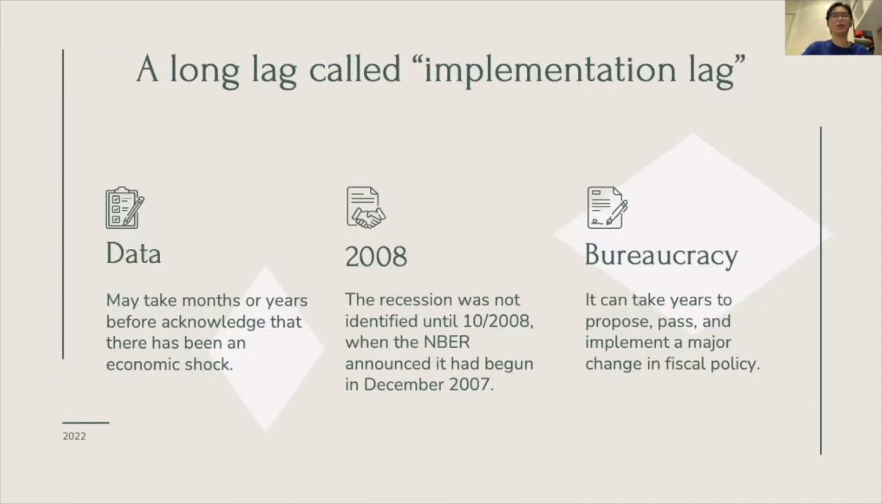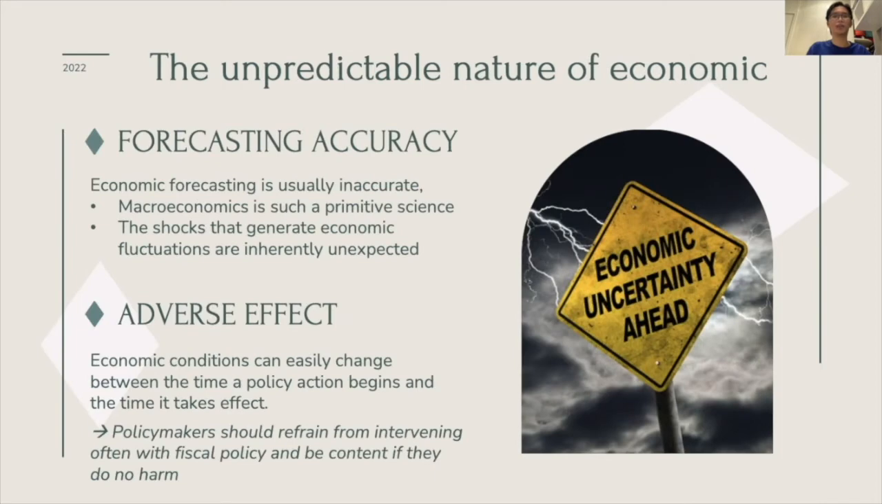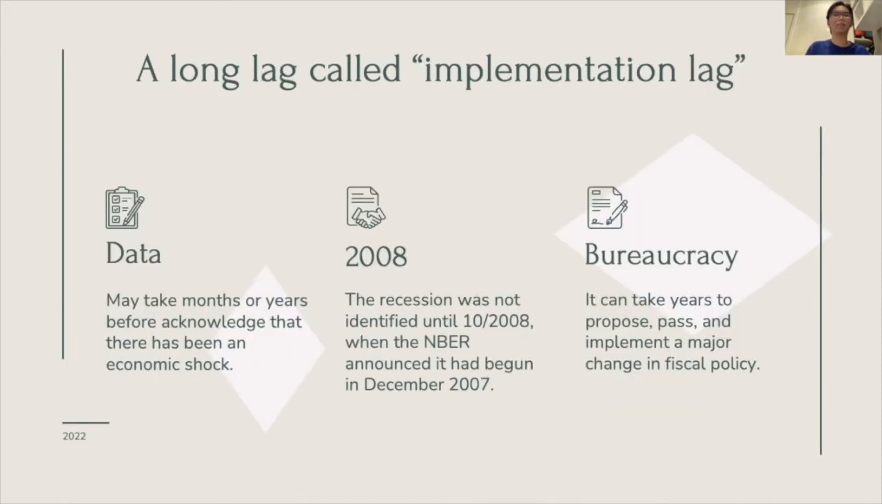This delay occurs because economic processes usually take place over time, and data documenting the state of the economy eventually trouble policymakers trying to stabilize the economy. An example was the 2008 recession, which was not identified until December 2008, when the NBER announced that it had begun in December 2007. The implementation lag results partly from the nature of bureaucracy itself.